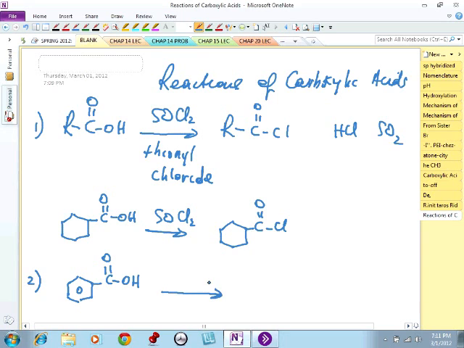And you take, in this case, any alcohol, methanol, in the presence of some kind of acid catalyst. Okay, you form an ester. You form an ester. This reaction we refer to as Fischer esterification.